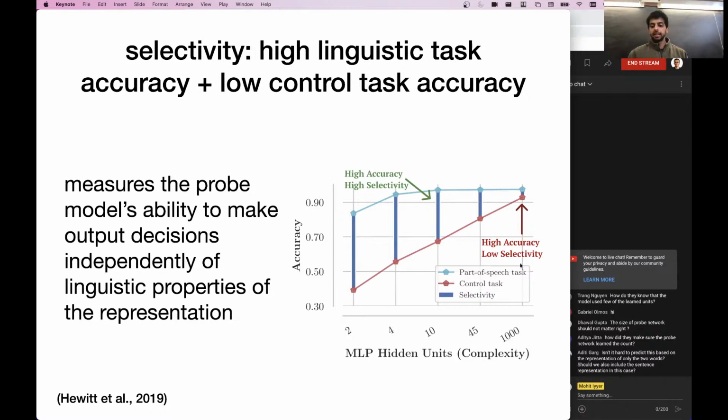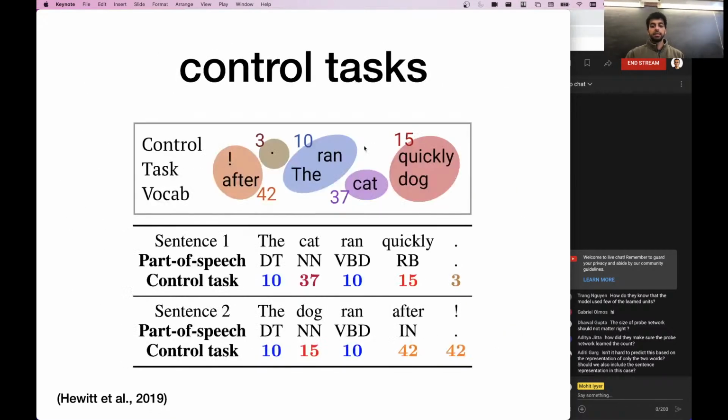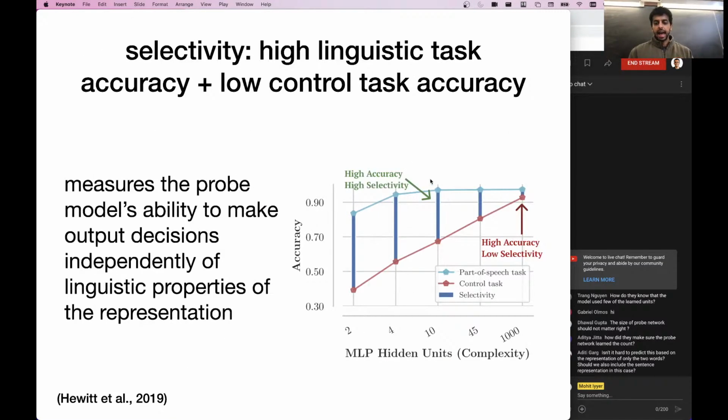So this complex probe here is able to just learn this arbitrary mapping that you devised in your control task, which has no meaning at all. But just based on the data that it was provided, the model was able to learn these random clusters. But you can see that at, say, a medium-sized probe network, the performance on part of speech tagging is still very high, but the performance on the control task is low.